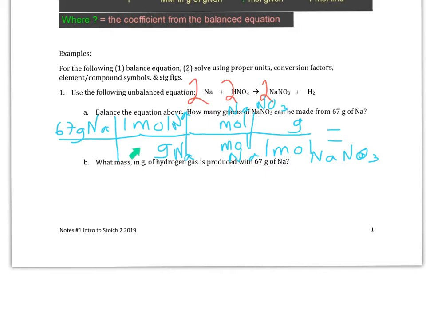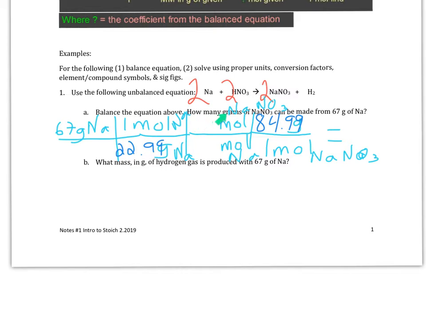So for right here, we need the mass of sodium. So I go to the periodic table, and it is 22.99. And then I'm going to skip and go clear to the NaNO3, and I'm going to the periodic table, add up 1 Na, 1 N, and 3 O's. That one's 22.99, 14.01, and that would be 16 times 3, and that is 84.99 grams.